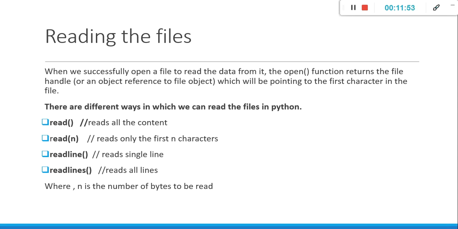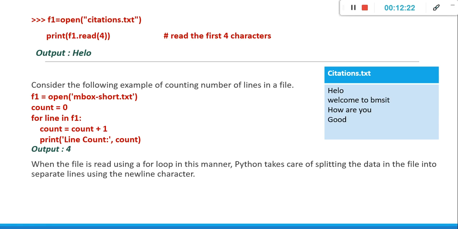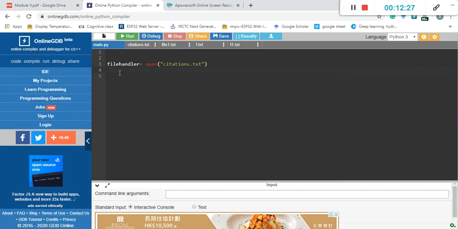Then you have read(n), where n is the number of bytes, that is, the number of characters. So if I say read(5), it reads only 5 characters from the file. readline reads a complete line. Whenever I call readline, it is going to read only the first line of the data, and next is readlines. If I want to read all the lines, then I will go for readlines.